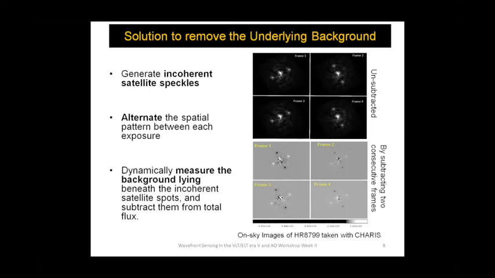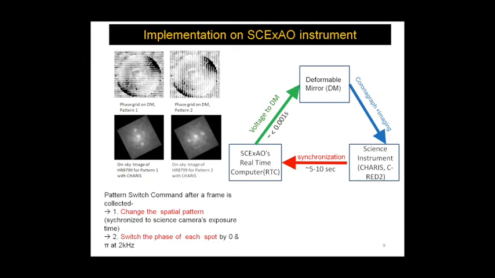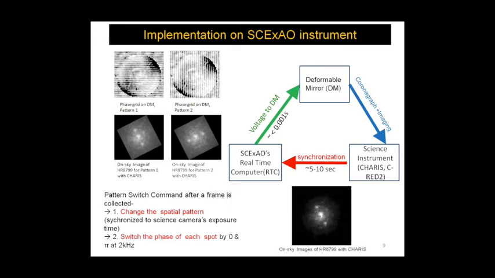So I implemented this method with the SCExAO instrument at the Subaru telescope. By making a time synchronization between the science camera and the SCExAO's real-time computer, as soon as a frame is seen by the science camera, the spatial pattern is synchronized. At the end, we get something similar to this for the entire observation sequence: incoherent spots in one frame, and the spatial pattern switching between frames. This kind of back and forth.